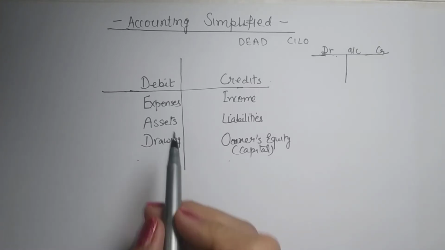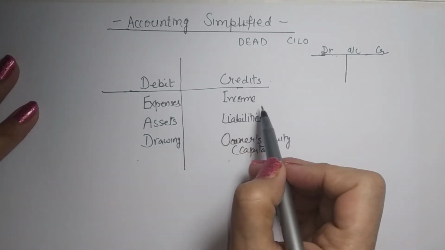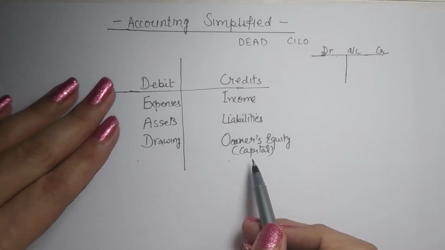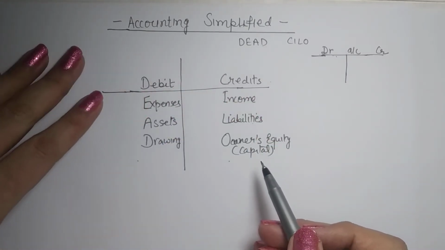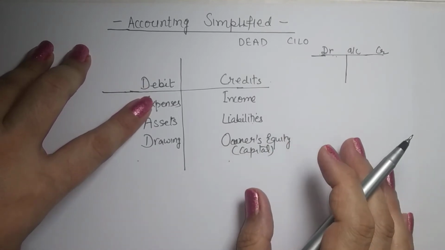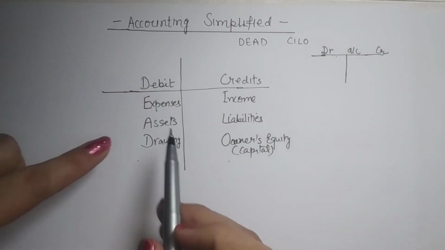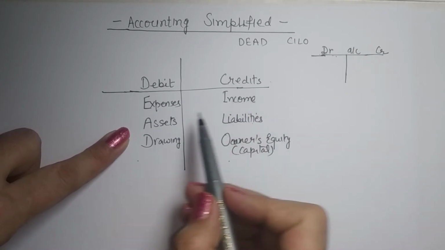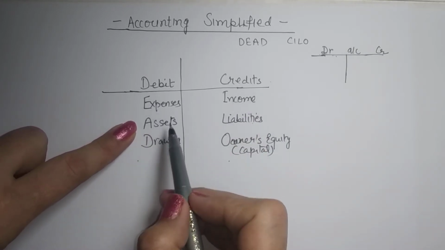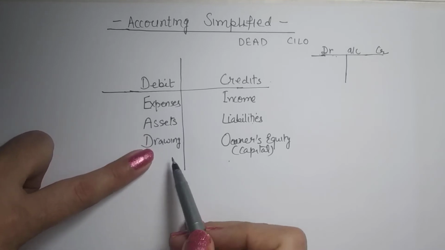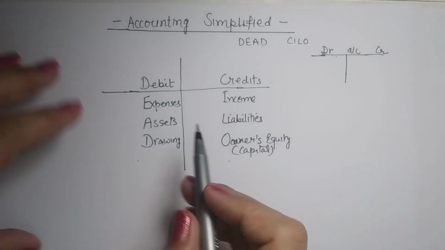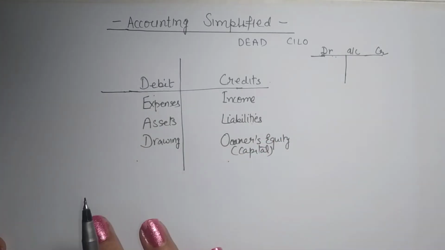Now we are to understand why we are writing these here, and income, liabilities and capital on the credit side. Basically, what is debit and credit? Debit and credit are the tools to record the changes in these accounts. That is, if any change is happening in the expense account, asset account, drawing account or liabilities, then this change is recorded through debit and credit. So debit and credit is just a tool to record the change.